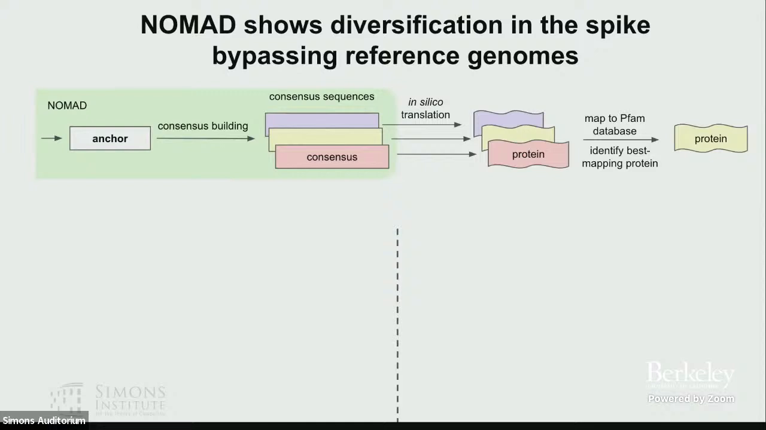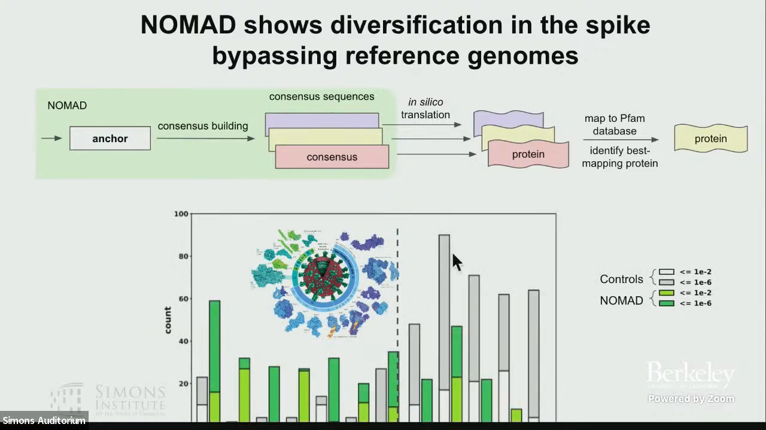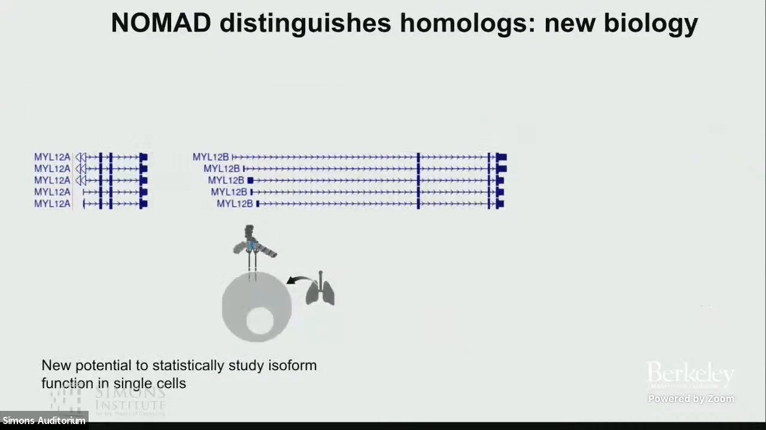We can actually go directly to an in silico translation of these k-mers to predict protein fragments that we can then align to databases. We call this in silico translation. We perform this on another data set, and I guess the slide got cut off. By ordering the enrichment of the protein domains in NOMAD compared to the controls, we identified that the spike protein, totally de novo, had the highest mutational burden.